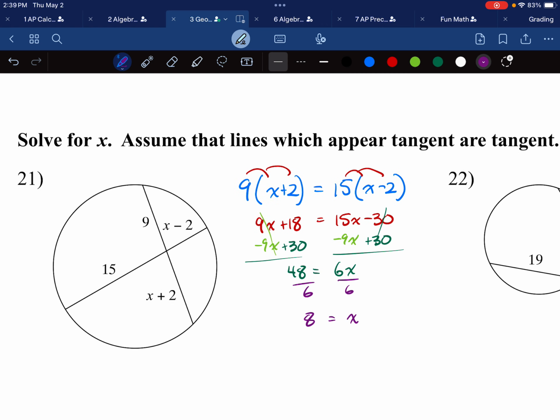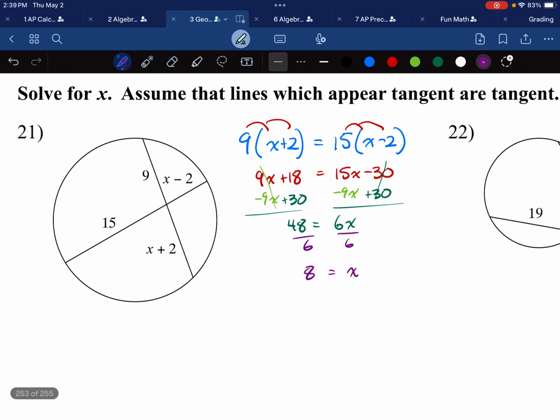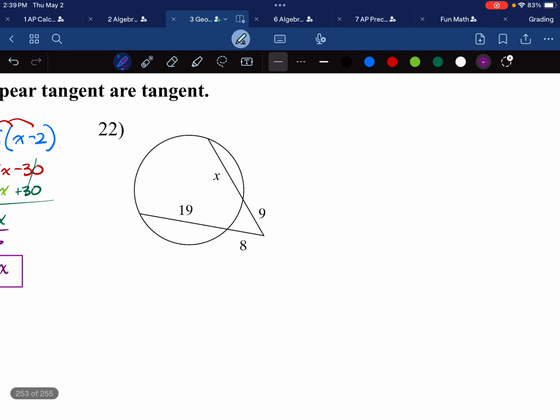Do we need a degree symbol? I don't think so. This is talking about a length, right? So I think it's just 8 units or whatever. X is assigned by the problem, not by us, so I can box the x as well in this case.